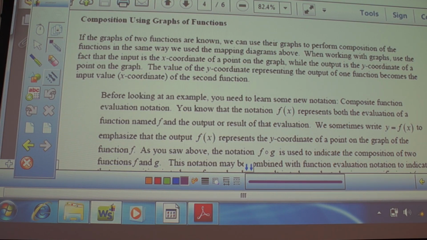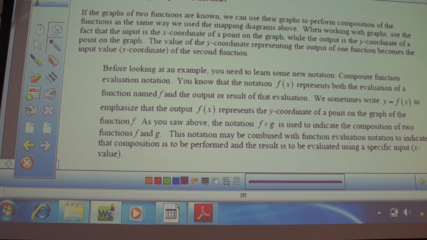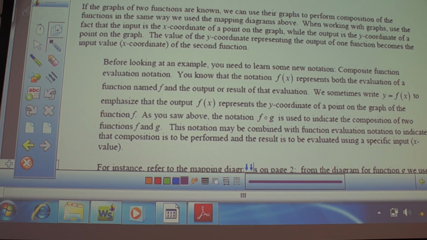Fox, go ahead and read for us. Composition using graphs and functions. If the graphs of two functions are known, we can use their graphs to perform compositions of the functions in the same way we used the mapping diagram above. When working with graphs, use the fact that the input is the x-coordinate of a point on the graph, while the output is the y-coordinate of a point on the graph. The value of the y-coordinate representing the output of one function becomes the input value x-coordinate of the second function.